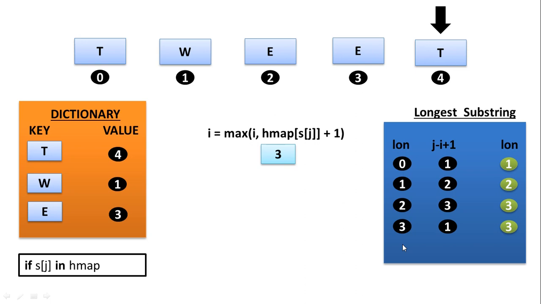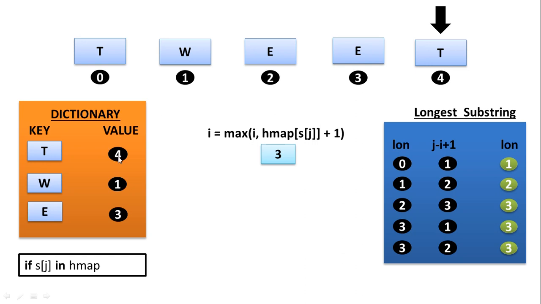Now we move on to the next operation, wherein we check what's the value of ln. Ln is once again 3. And then we compute the value of j minus I, wherein j is 4, while I is 3. So 4 minus 3 is 1, plus 1, which is 2. So what's the maximum value between 3 and 2? It's going to be 3 once again. So this means ln will once again store the value 3 within it.